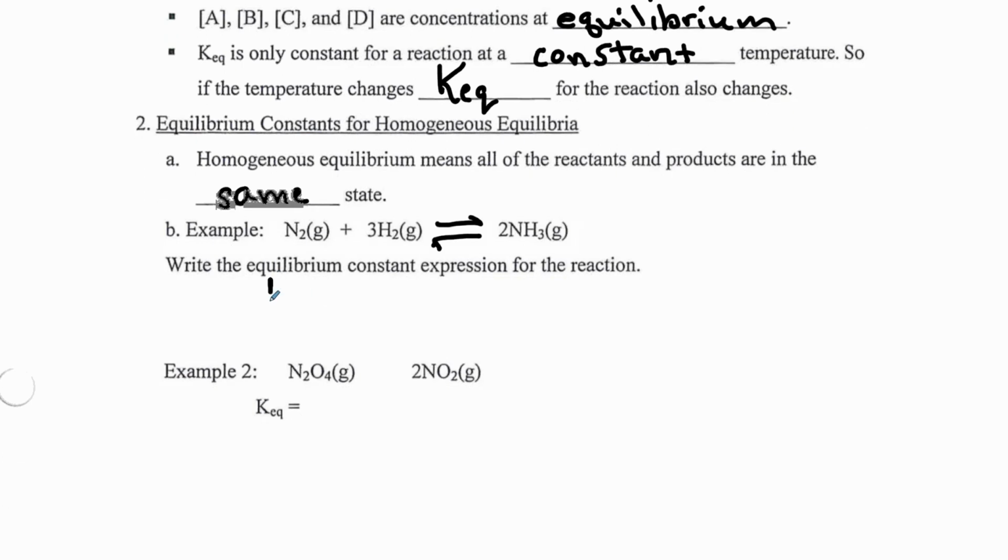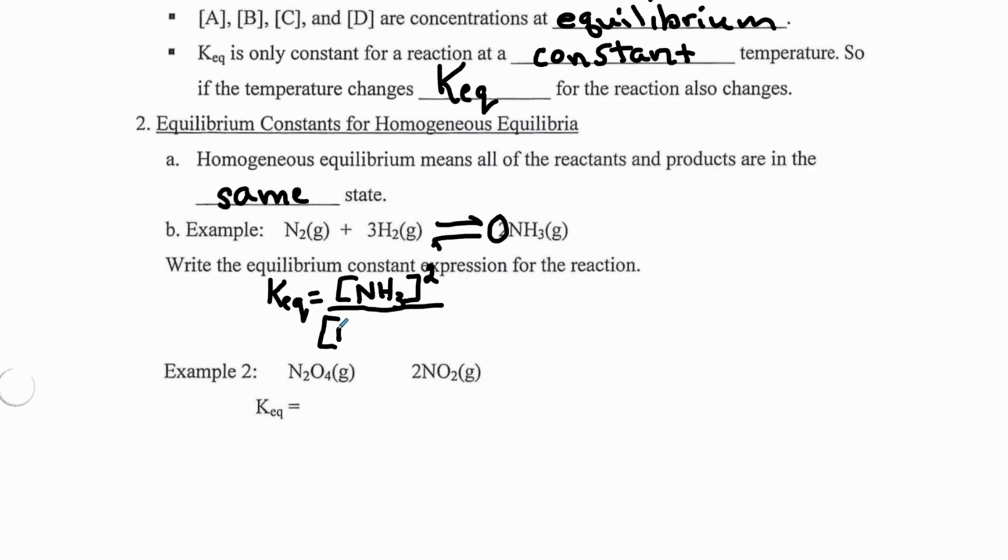So what I do is I write K EQ, and I'm going to start with my products. I put the concentration of NH3, and I'm going to raise that to the power of 2 because of the coefficient, because I've got 2 molecules of that. So I'm multiplying the concentration of NH3 by itself 2 times.